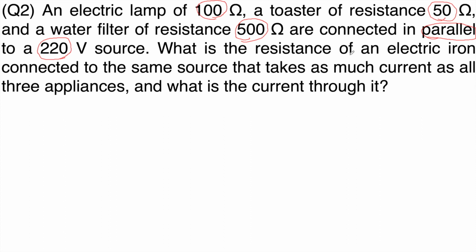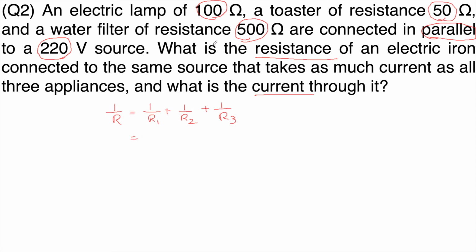What is the resistance of an electric iron? That is our question. We have to find the resistance and the current. In a parallel connection the voltage remains the same, but the current changes for each resistance. So first we have to find the equivalent resistance here, and it is a parallel connection. So 1 by R is equal to 1 by R1 plus 1 by R2 plus 1 by R3.